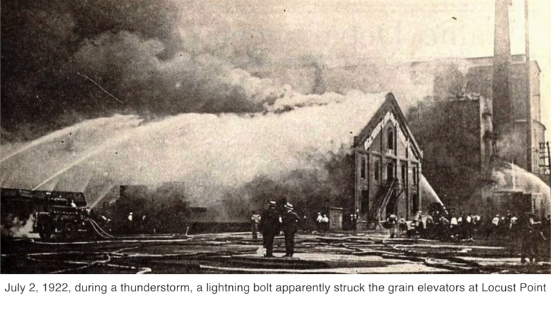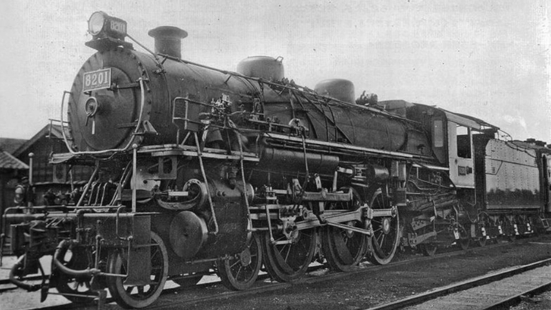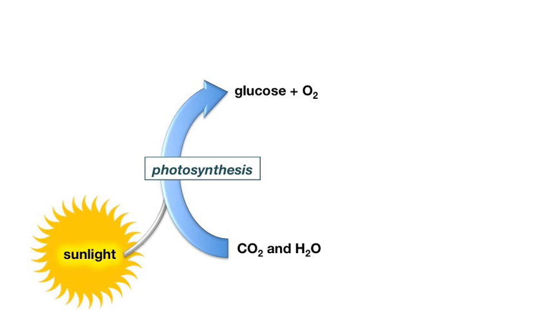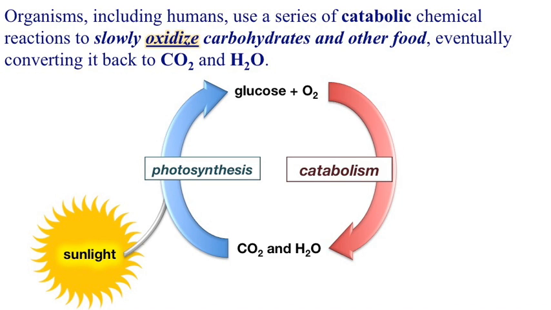If the starch were burned under a sealed container that has some water in it, the energy released from the starch would cause the water to boil, and the resulting high-pressure vapor could be used to move a piston. This is how steam engines work, although fuels other than starch are used in steam engines. Humans did not evolve steam engines as power supplies. Instead, we use a series of catabolic chemical reactions to slowly oxidize food, eventually converting it back to CO2 and H2O.